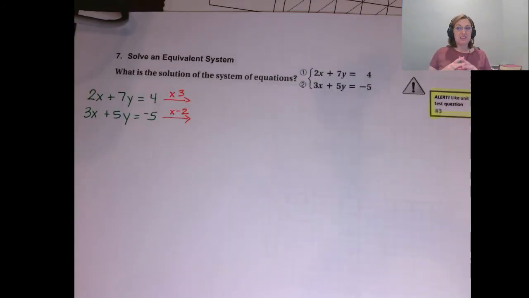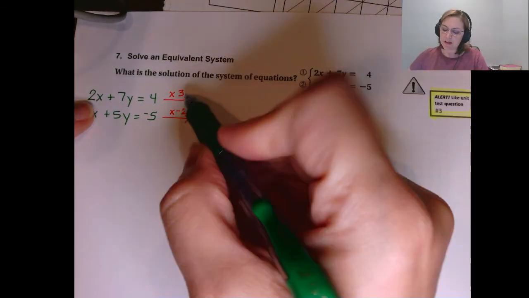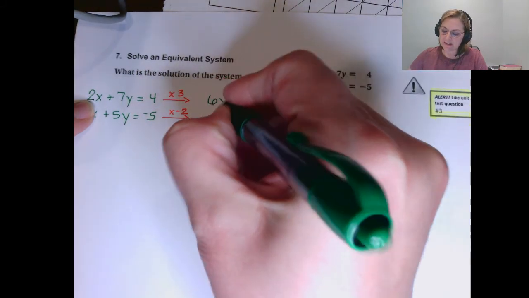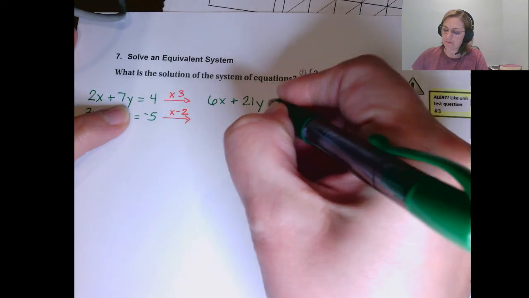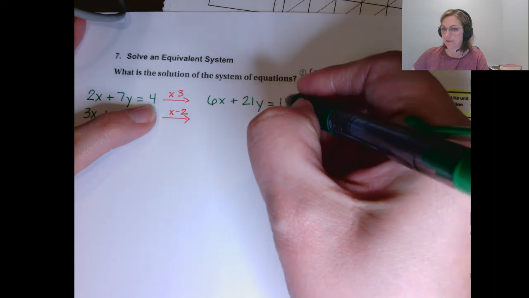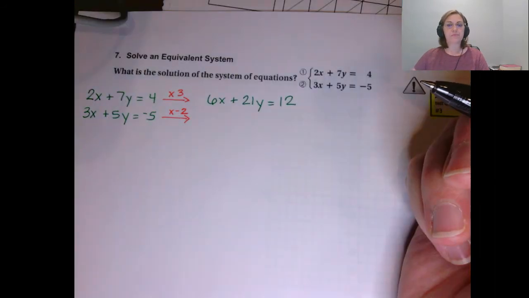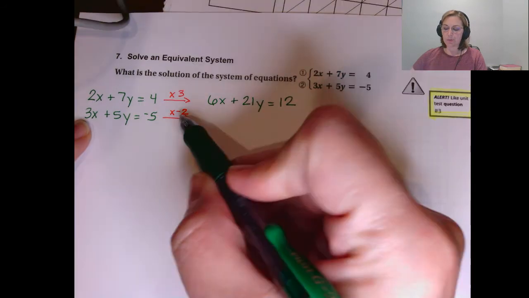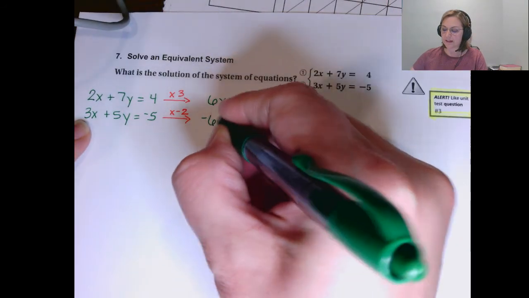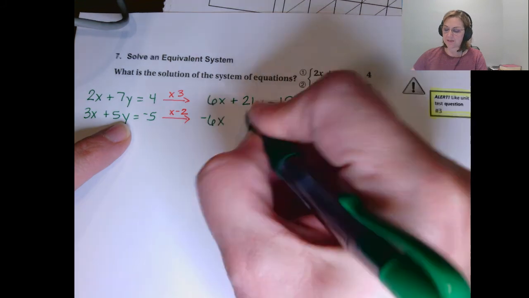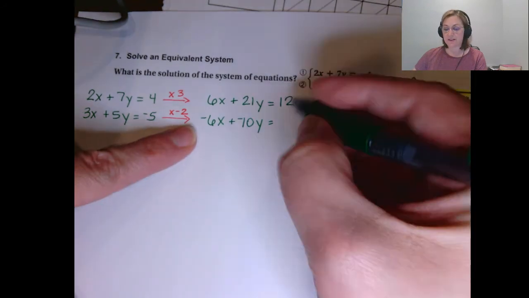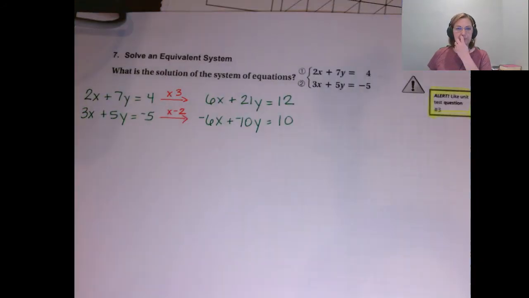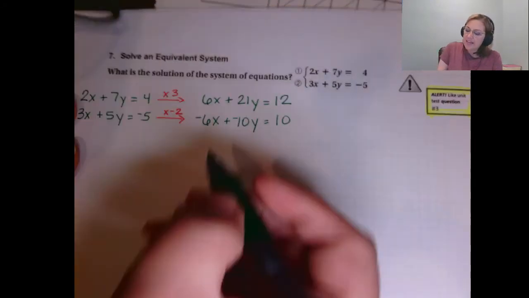Now, when we say we multiply the equation by these numbers, we're multiplying every single term. So let's multiply. 3 times 2x gives me 6x. 7y times 3 gives me 21y. And then 4 times 3 would give me 12. Do the same with the second equation. 3x times negative 2 gives me negative 6x. 5y times negative 2 gives me negative 10y. And negative 5 times negative 2 gives me 10.